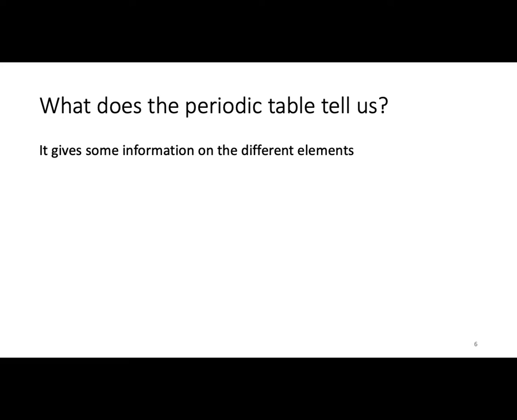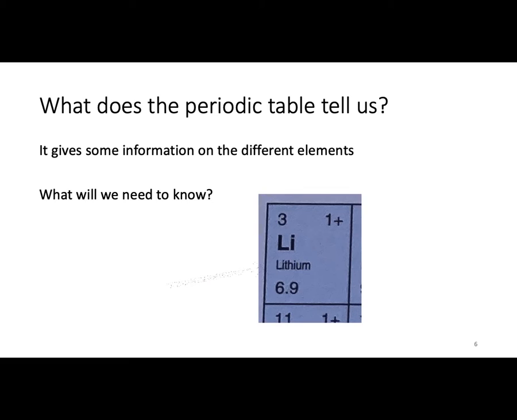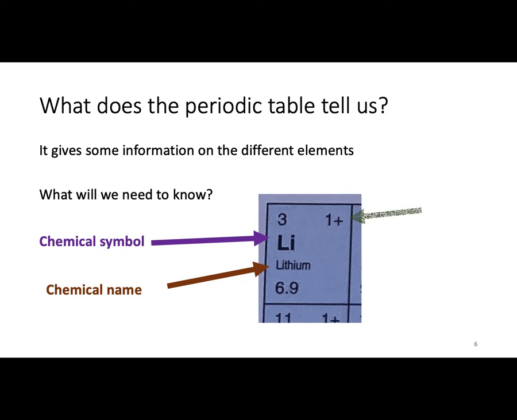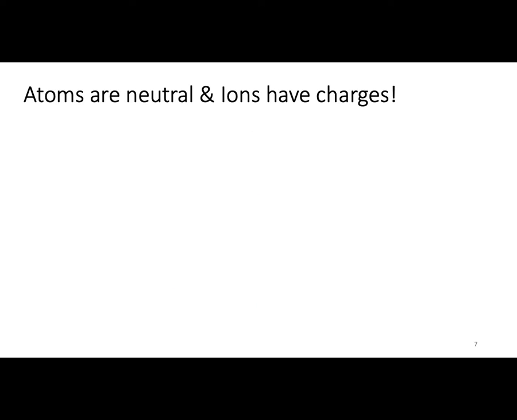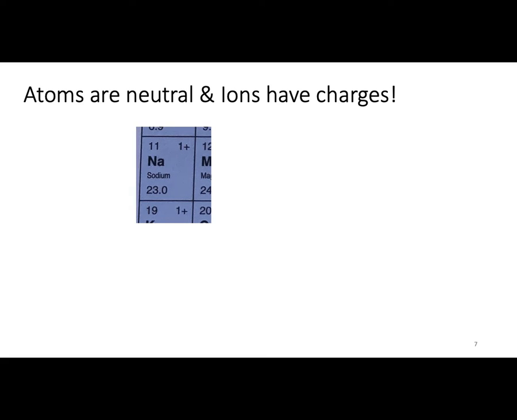What can we get from the periodic table? It gives us information on the different elements. What do we need to know? It gives us the chemical name, the chemical symbol, and the ion charge. Remember, atoms are neutral and ions have charges. So here's a sodium atom. The symbol would be Na. The charge is neutral because it's an atom. Its ion charge is +1. So if you have an ion of sodium, you would write it as Na+. Scientists are kind of lazy and they don't write the 1 usually, but its charge is +1.